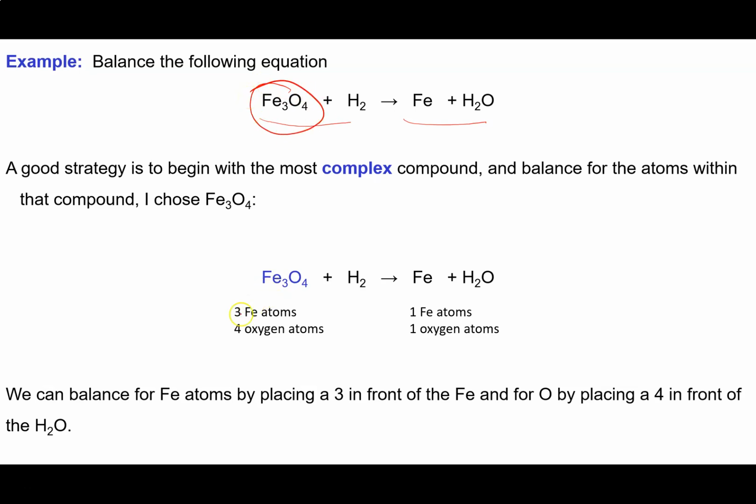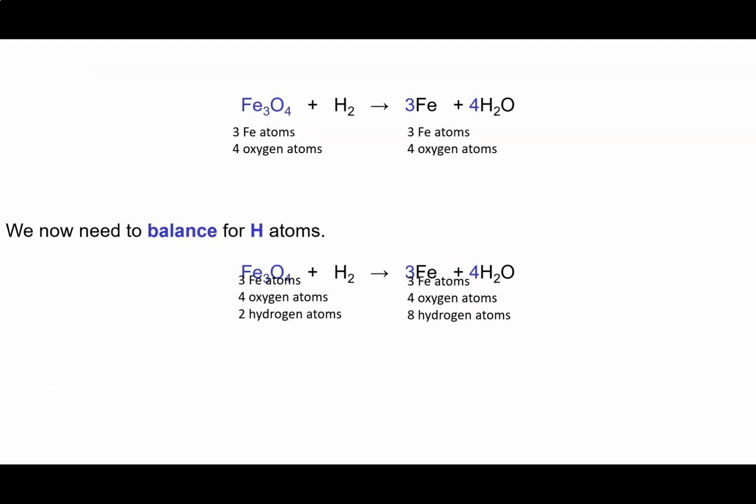So what I see is that I've got 3 iron atoms in here and I've got 4 oxygen atoms. But when I go over to the right hand side, I see I've only got 1 iron atom and 1 oxygen atom. So what I need to do is to get this 1 up to 4, and then to get the iron up to 3. So let's do that. I'm going to put a 3 there and a 4 there. So now I've balanced for the iron and I've balanced for the oxygen. So I'm done with that one and I move on to the next thing.